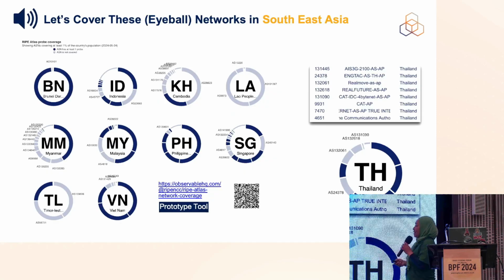These are the eyeball networks with ASNs where we want to have probes. If you are the ASN holder of these networks and are interested in hosting a probe, please come and talk to me later or today. We have some probes left. You can check it. This is a prototype tool that you can see and check yourself. If you're not from Thailand, you can check what's happening in your country, which networks we need to cover, etc.